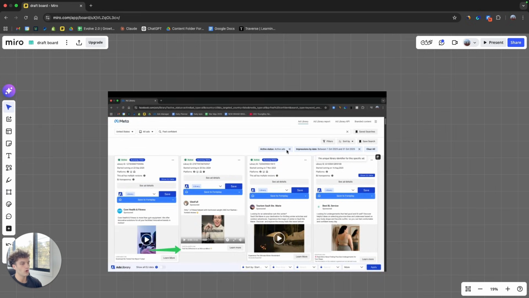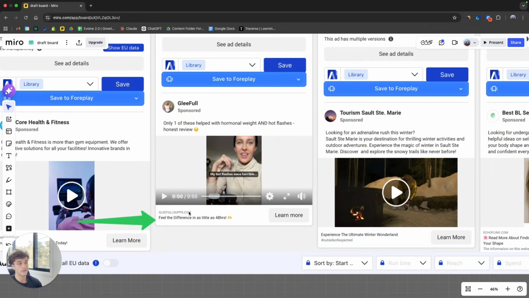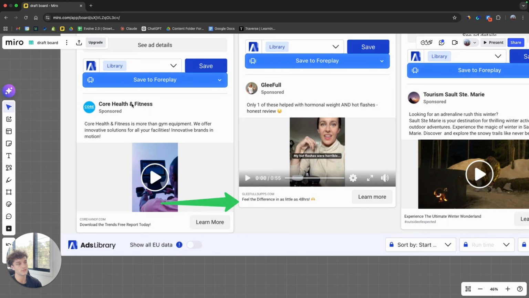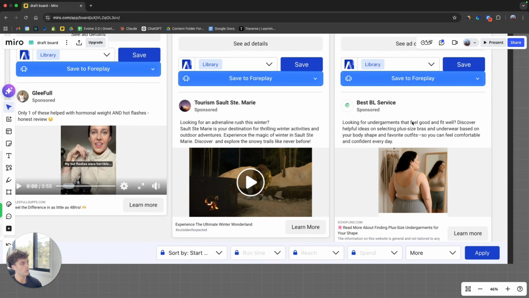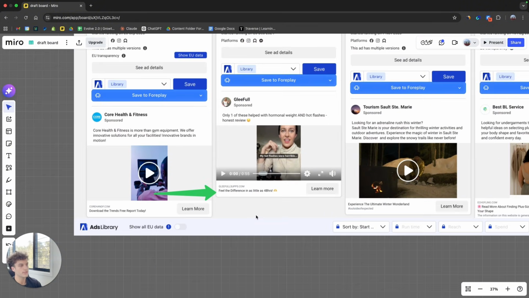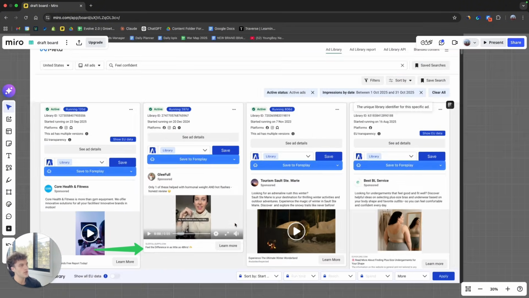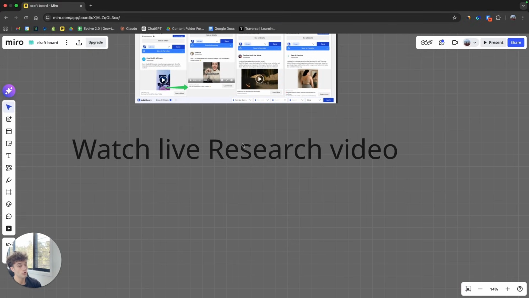And then the whole goal is to keep scrolling down until we see little keys like this, and dropshipping websites, because you can see Core Health and Fitness: download the trends, free report today. There's Tourism Soul, undergarments that fit well, whatever. We're not looking for any of that. We're more looking for links that look like this and look dropshipping. I don't really need to explain this to you guys.